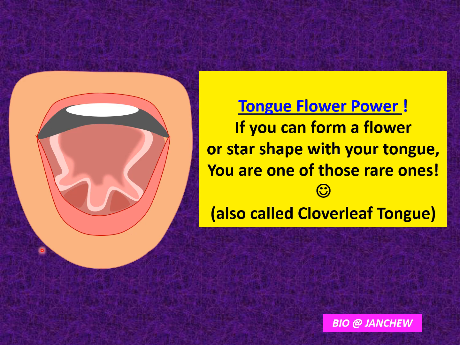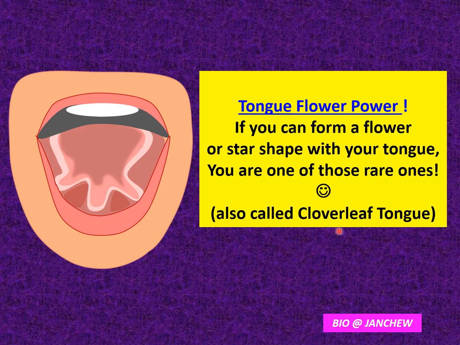Before ending, let me share with you a fun fact which is very interesting. Do you know that there are some people, or very few people, that can form a clover leaf shape or a flower shape or star shape with the tongue, where the tongue is folded a few times, 3 times or 4 times, to form this unique shape. Okay, so if you can do this, you are one of those rare ones. In my years of teaching, I've come across 2 students who can do this star shape or clover leaf shape.